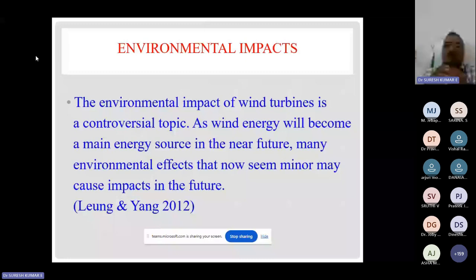So many environmental effects that now seem minor may cause impacts in the future. Now we are thinking that it's a minor issue. But when wind energy itself will be the major source of power, the effect will be very serious, according to Liang and Yang in 2012.